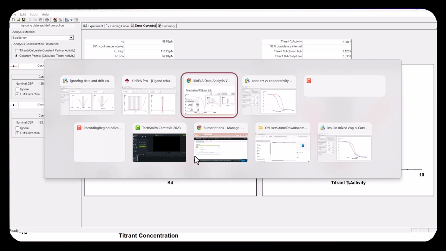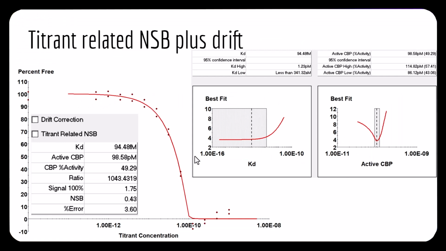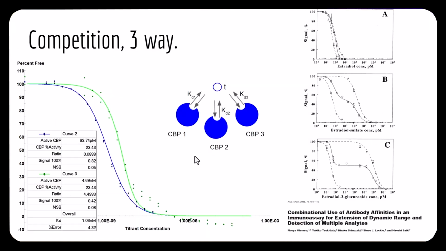Okay, I'm going to go back to our presentation. We've gone through the titrant-related NSB. Okay, the next model I want to talk about is the competition three-way. This is a model where we assume that the constant binding partner is a mixture of two or three different KD bindings. So they recognize the titrant, but there's two populations or three that recognize the titrant with differing KDs.